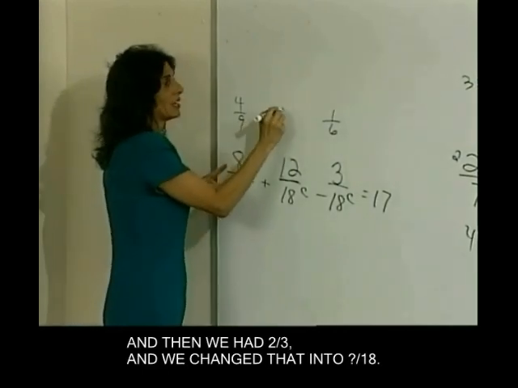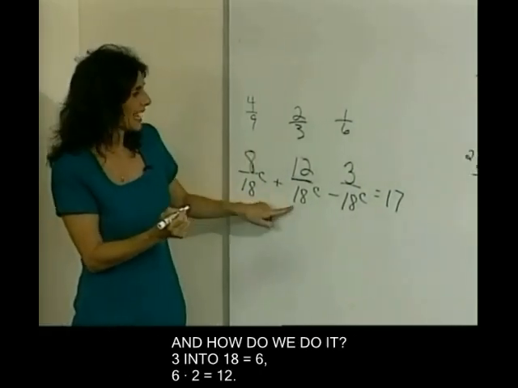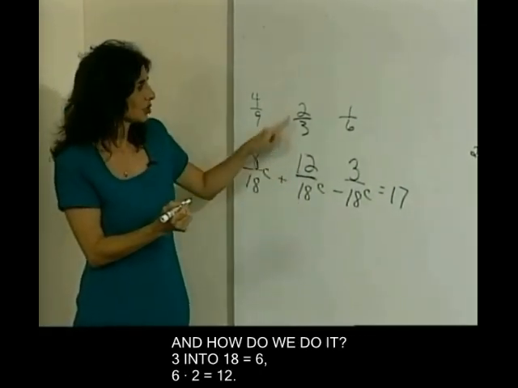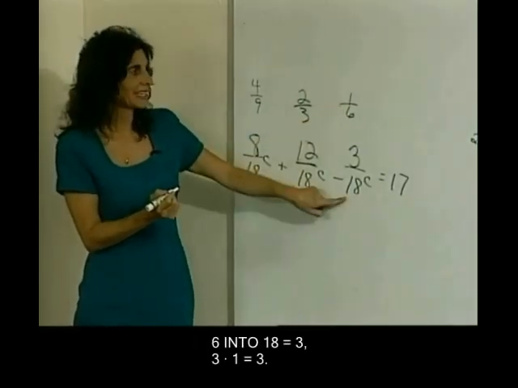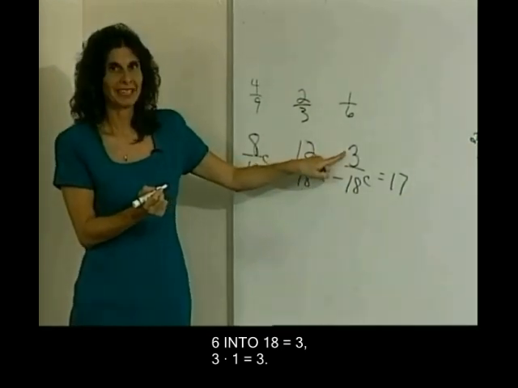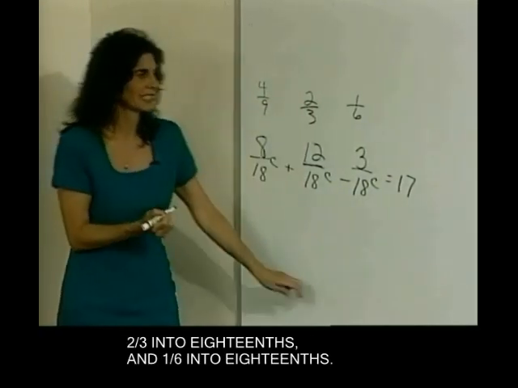And then we had 2/3, and we changed that into 18s. And how do we do it? 3 into 18 is 6. 6 times 2 is 12. And then we changed 1/6 into 18. 6 into 18 is 3. 3 times 1 is 3. So we changed 4/9 into 18s, 2/3 into 18s, 1/6 into 18s.